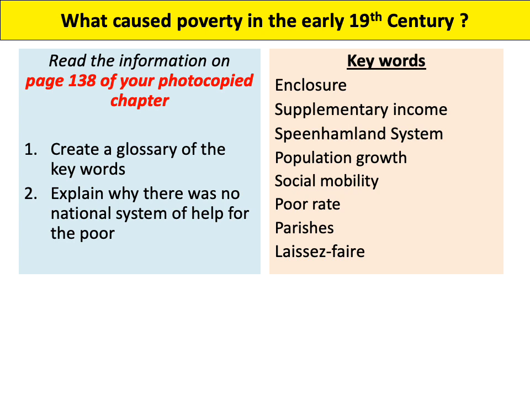So, and parishes, there were approximately 15,000 of them at this time. So lots and lots of them, very, very difficult to coordinate any kind of national, that means countrywide, poor relief. And finally, laissez faire, which was kind of on our success criteria earlier.